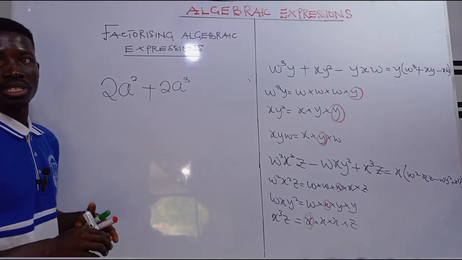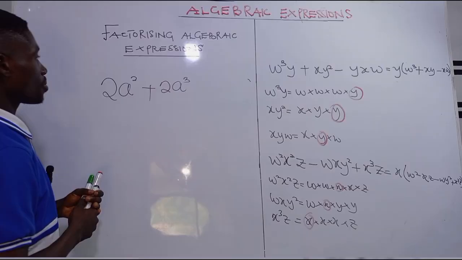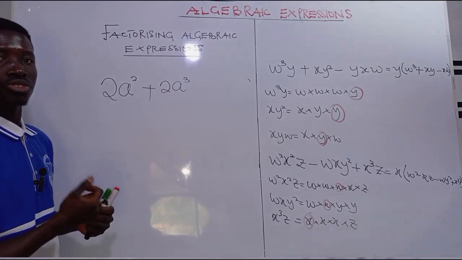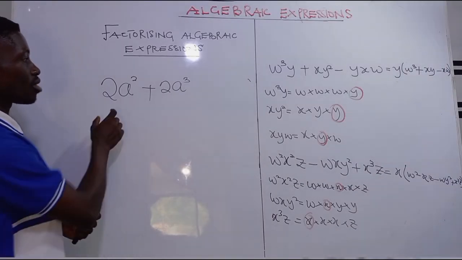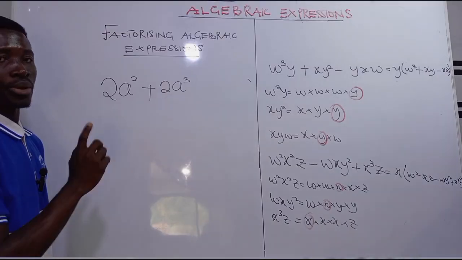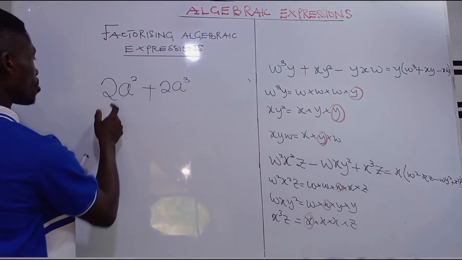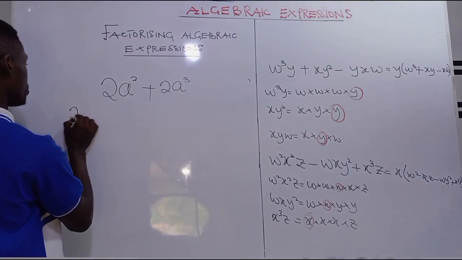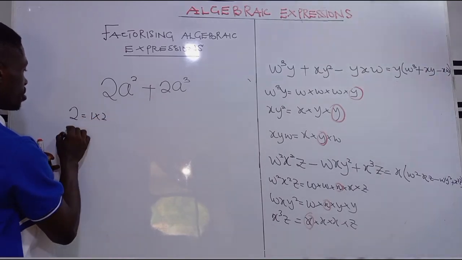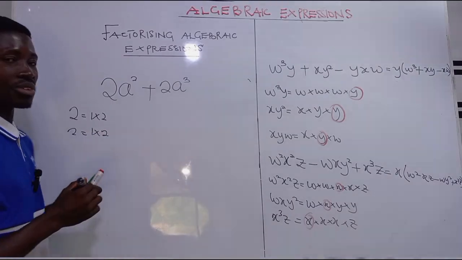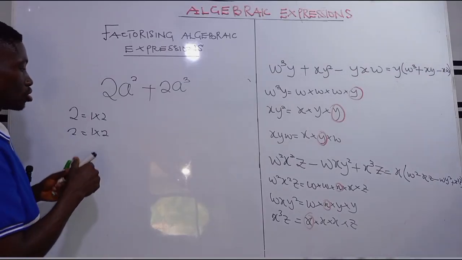Now let's take it that the expression involves numbers. When the expression involves numbers, we pick the numbers and find the highest common factor for these numbers. Then we write it down, and after that we move on to the letters. So let's see how it goes. We are going to pick 2. We find the factors of 2: 1 and 2. Then we move on to this other 2, the same, 1 and 2. Then we find the highest common factor. Within these two sets of factors, the highest one is 2.